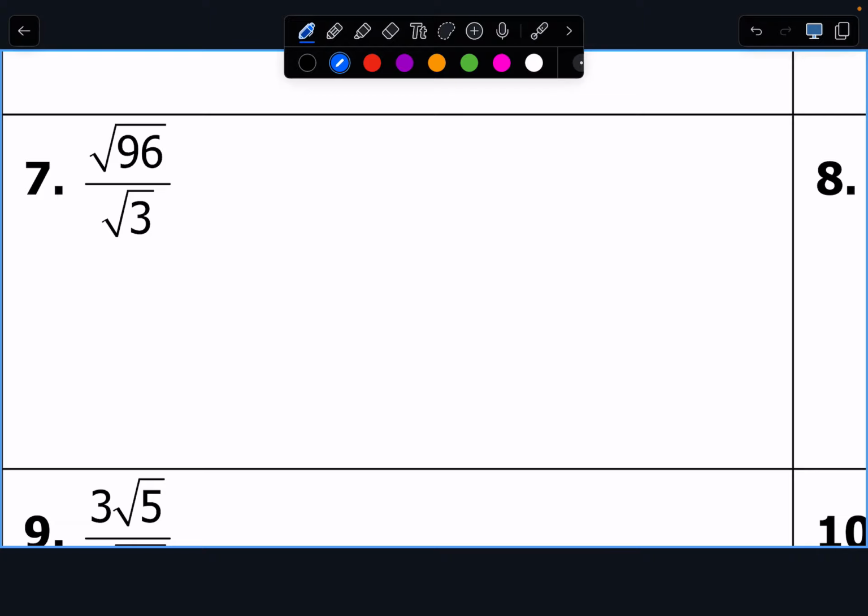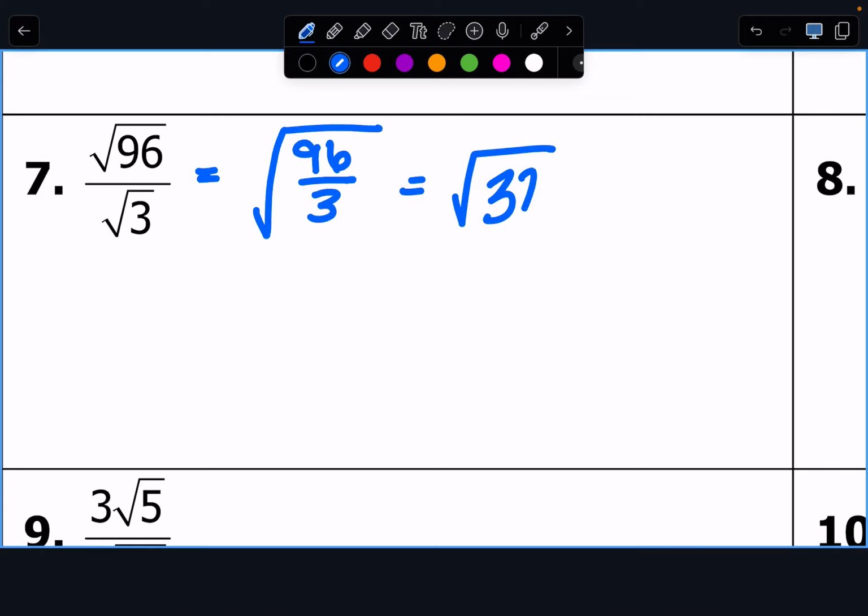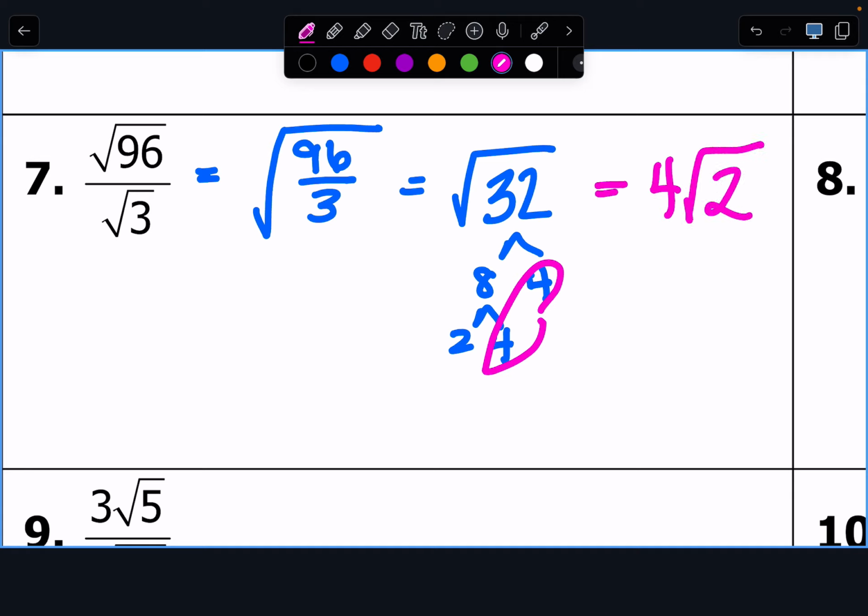All right, what did you do first? Okay, changed it to be one big radical with 96 over 3 underneath. Ooh, can that be simplified? 96 over 3? What is it? 32. Ooh, 32. 32 is definitely something we can simplify, right? 32 is 8 times 4, and 8 is 2 times 4. Ooh, so I have 4 squared. So 4 radical 2 is what that would simplify to be.